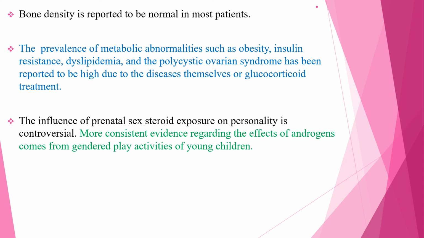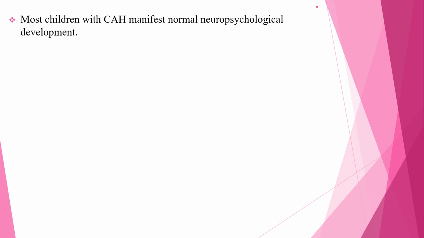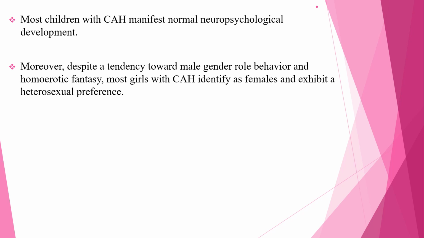More consistent evidence regarding the effects of androgen comes from gender display activities of young children. Most children with CAH manifest normal neuropsychological development. Moreover, despite a tendency toward male gender role behavior and homoerotic fantasy, most girls with CAH identify as females and exhibit a heterosexual preference.